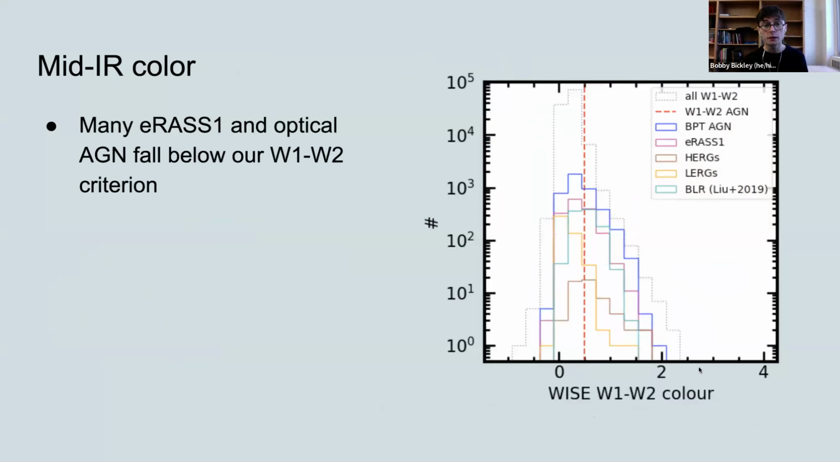For mid-infrared color of the sample, I'll just point out that, once again, using mid-infrared color is nice, and it's a complementary sort of AGN criterion for this analysis. But many of our AGN, which we know to be actively accreting on account of, for example, X-ray luminosity or narrow line emission or even broad line emission, fall below the color criterion that we use to select mid-infrared AGN. And this is just to say that not everything has the sort of obscuring dust and the dust reddening effect that we need to be able to observe an AGN in the mid-infrared in this way.